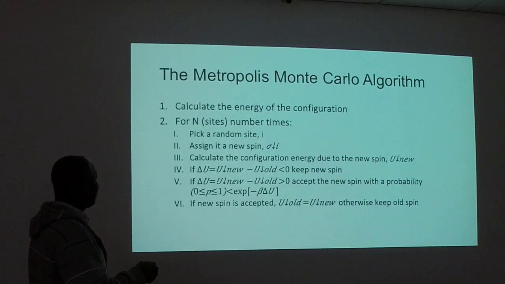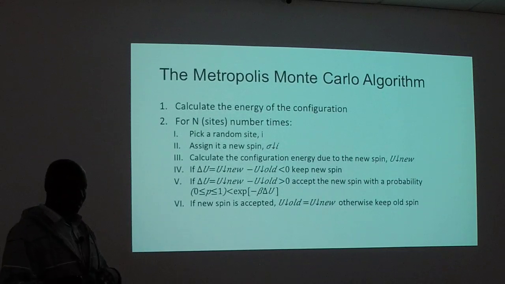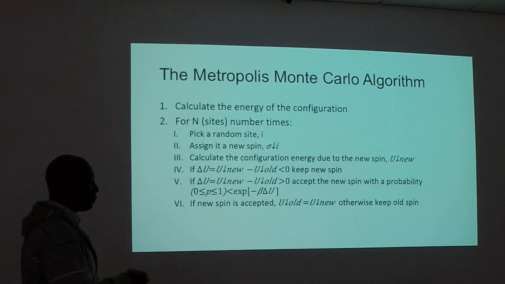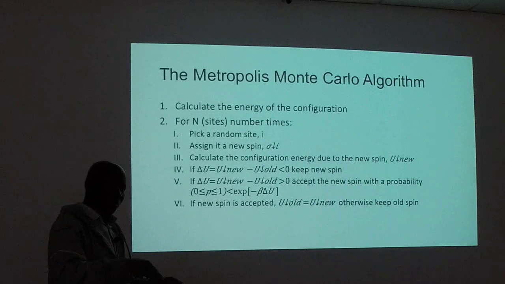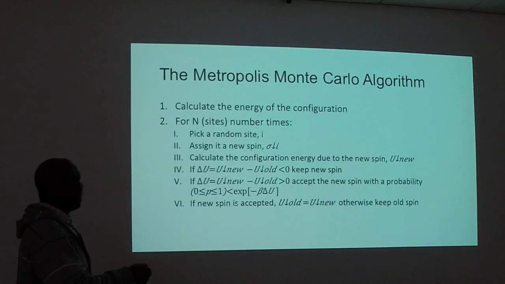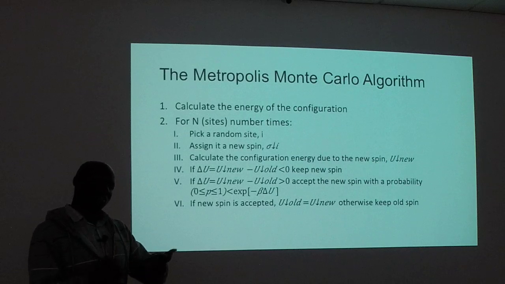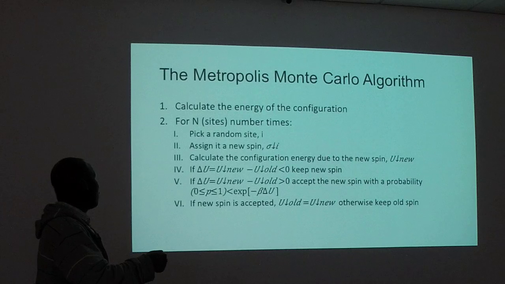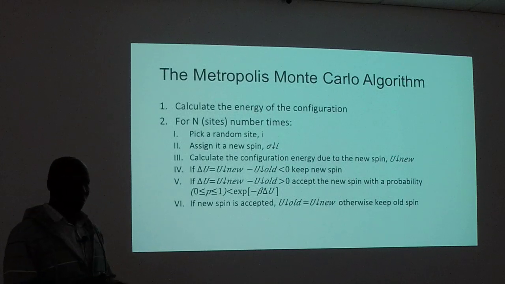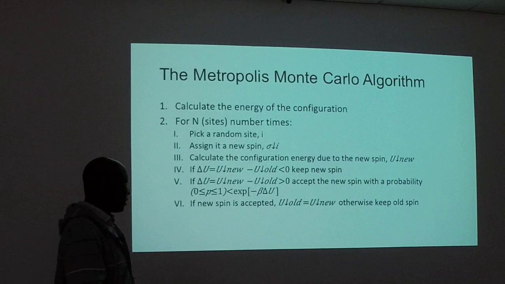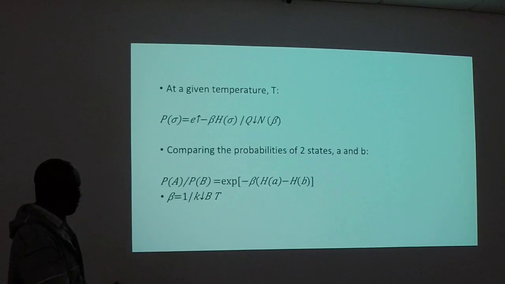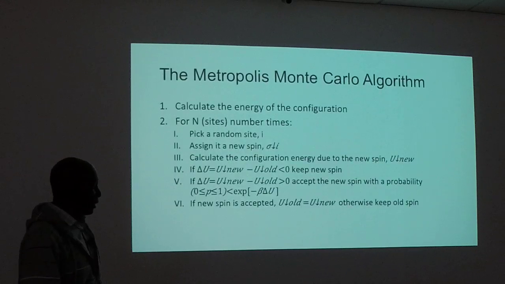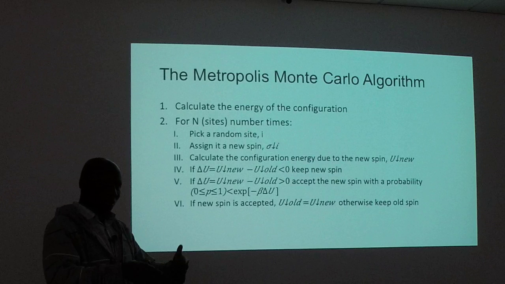So how that works is you pick a random site, give it a new spin, check how it changes the energy, and then you either keep that energy, or revert back to the old energy depending on whether that new energy is lower than your previous one, or if it is not, you have this probability. So you get a random number, and depending on that and this difference between the energies, you assign a new spin and then keep your cycle going, right?